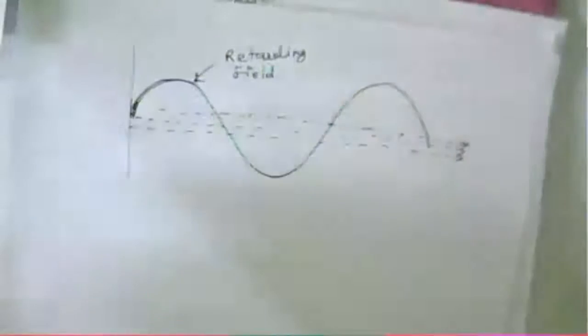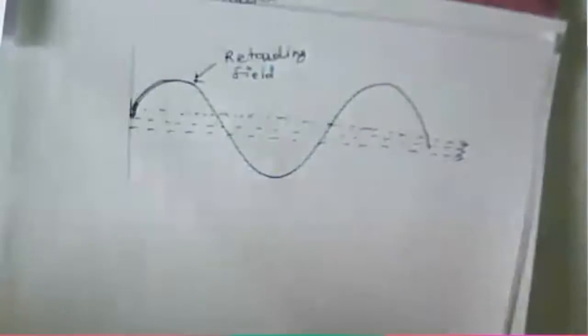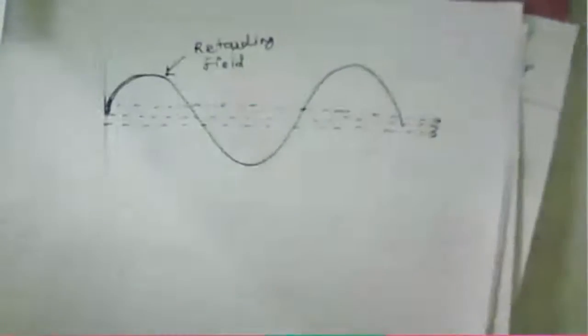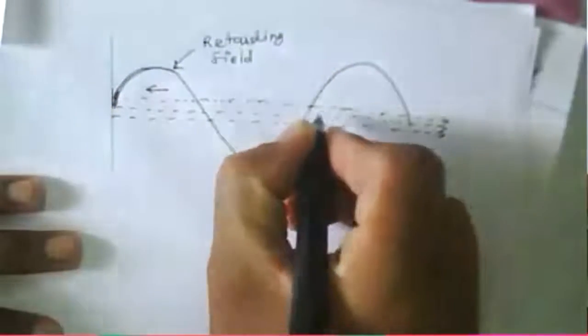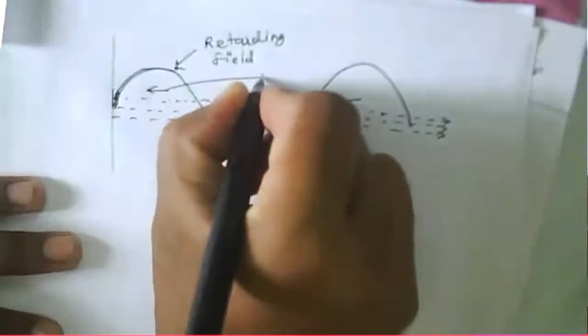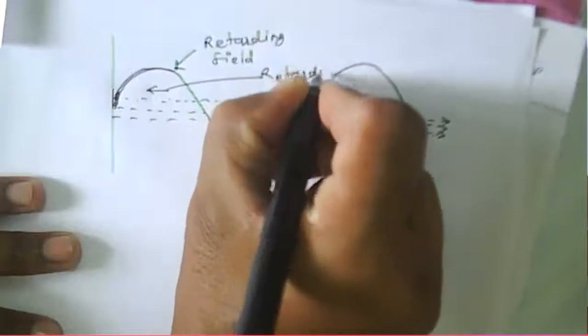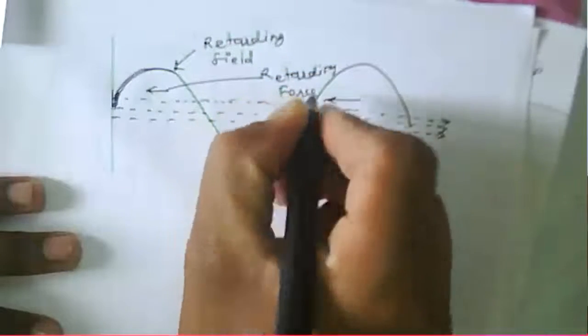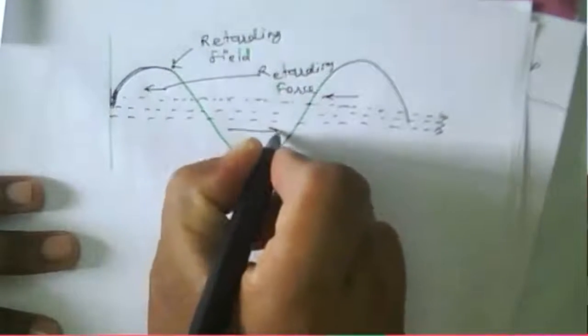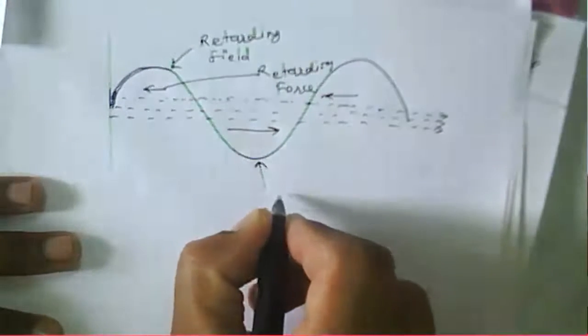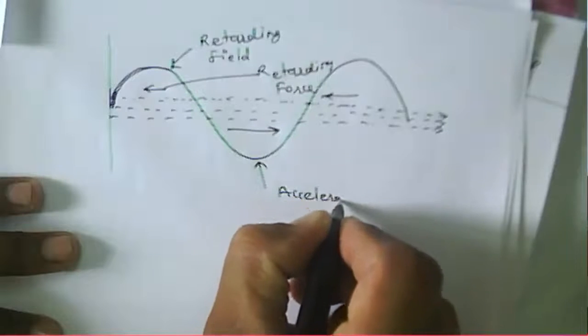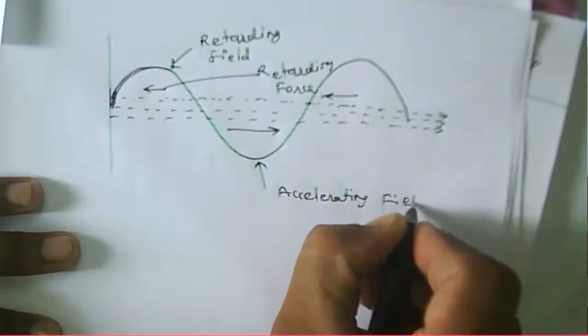Due to this retarding field, the electron provides energy to the RF field, and that is why amplification takes place. This one is called the retarding force. And this one is your accelerating field, and this is called the accelerating force.